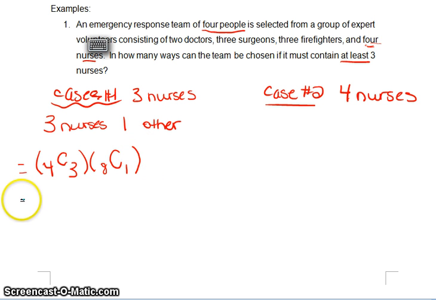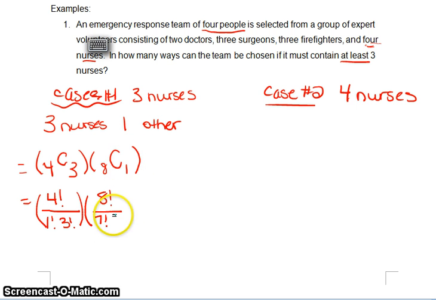Okay, then using our formula, we have 4 factorial, divided by 4 minus 3, which is 1 factorial, and then times r factorial, which is 3 factorial. And we're going to multiply that with 8 factorial, divided by 8 minus 1, which is 7 factorial, times r factorial, which is just 1 factorial.